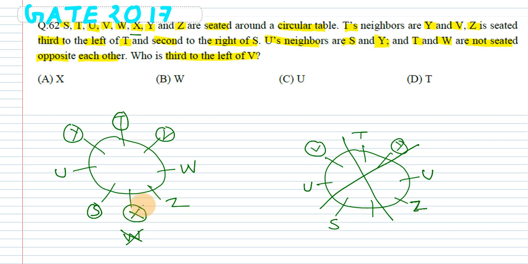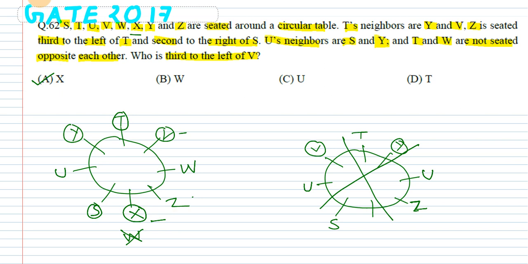So I think all positions are fixed according to the statements mentioned in the question, and they have asked in the question: third to the left of V. So this is V and their left side will be this side. So first, second, third, X. So X is basically third to the left of V. So according to this, the correct option will be option A. Okay, very simple, you can do it very easily.